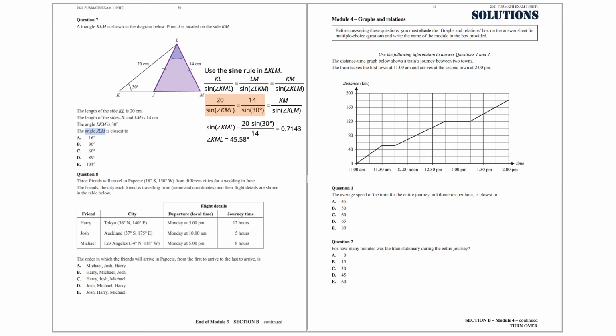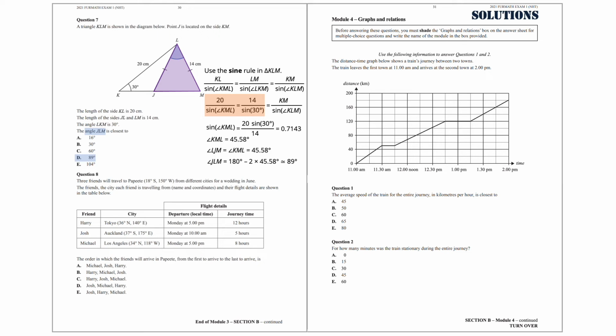Since triangle LJM is an isosceles triangle, angle LJM and angle KML are equal and equal to 45.58 degrees. Therefore, angle JLM equals 180 degrees minus 2 times 45.58 degrees, that is approximately 89 degrees. So the answer we are after is option D.